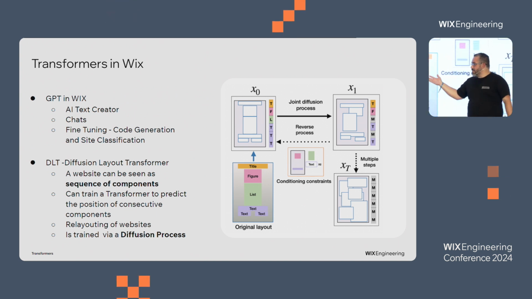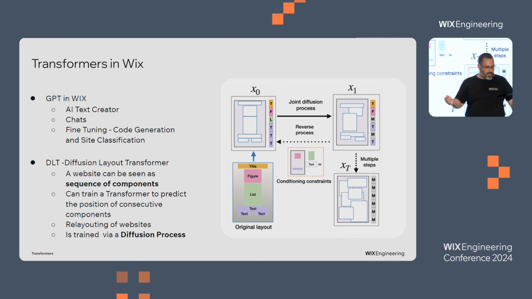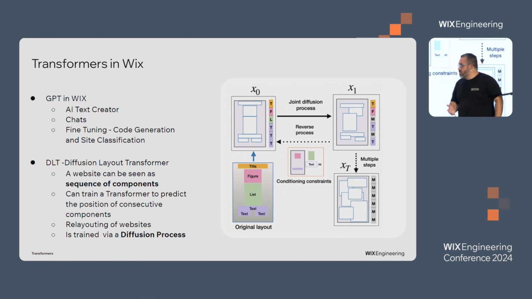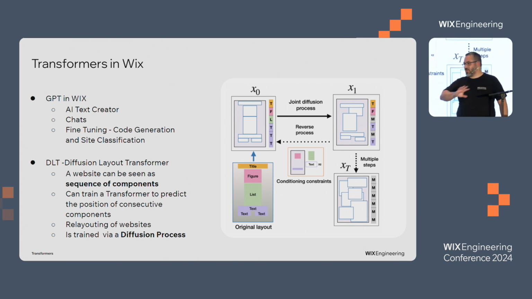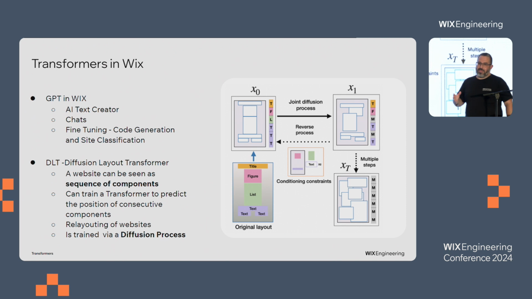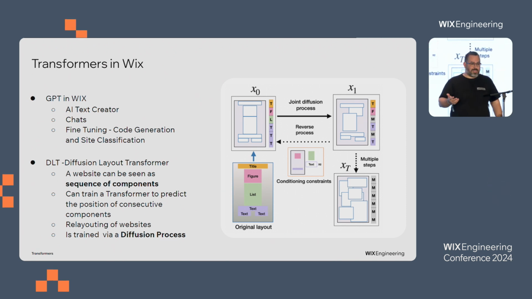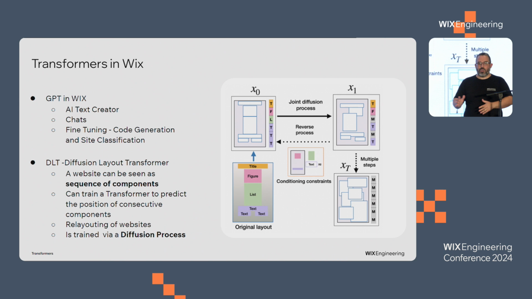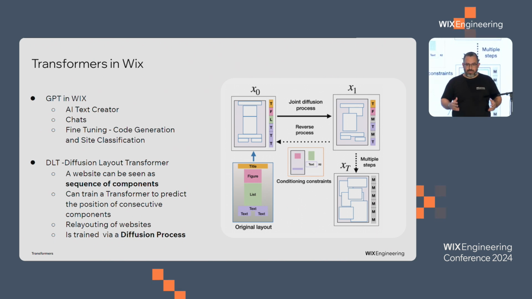This is based on a paper that we presented last year at a conference, called DLT, Diffusion Layout Transformer. It's trained using diffusion. I'm not going to get into diffusion now, but this is also a type of transformer. Transformers can also be used on images. We can think of an image as a series of patches, and we can train a transformer to perform tasks on images. So it's not just limited to language or text. We can apply this same neural network architecture to many different types of applications.